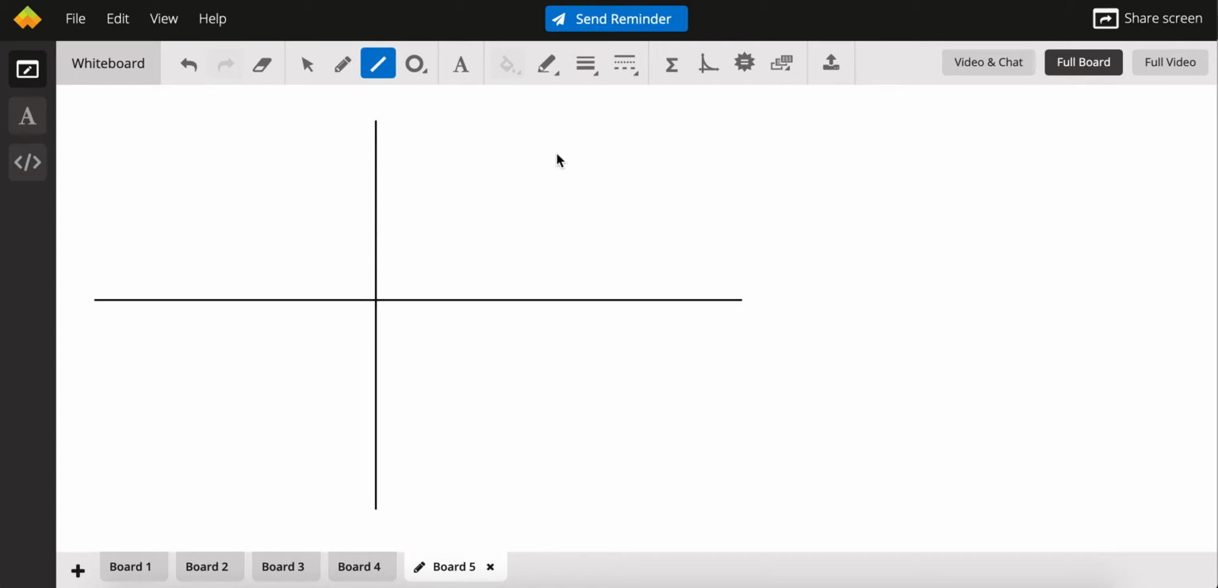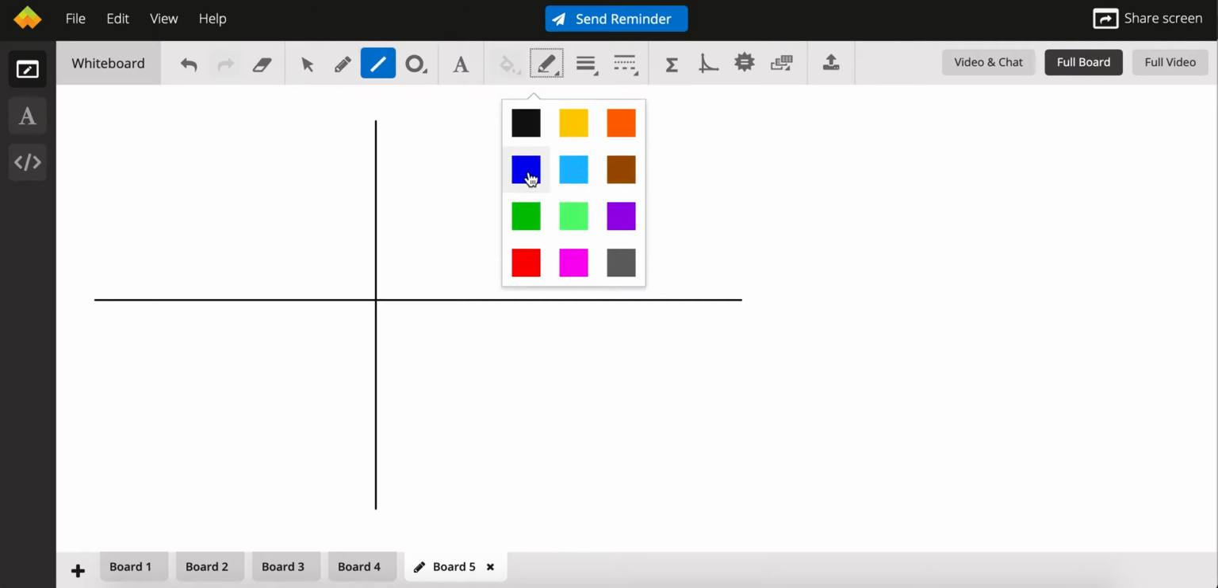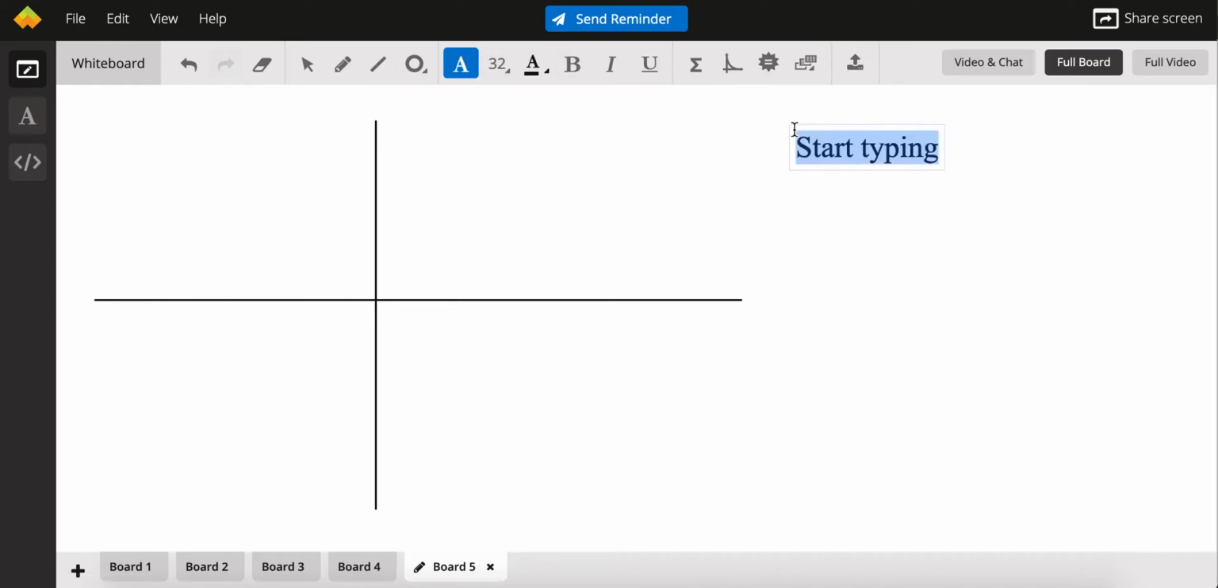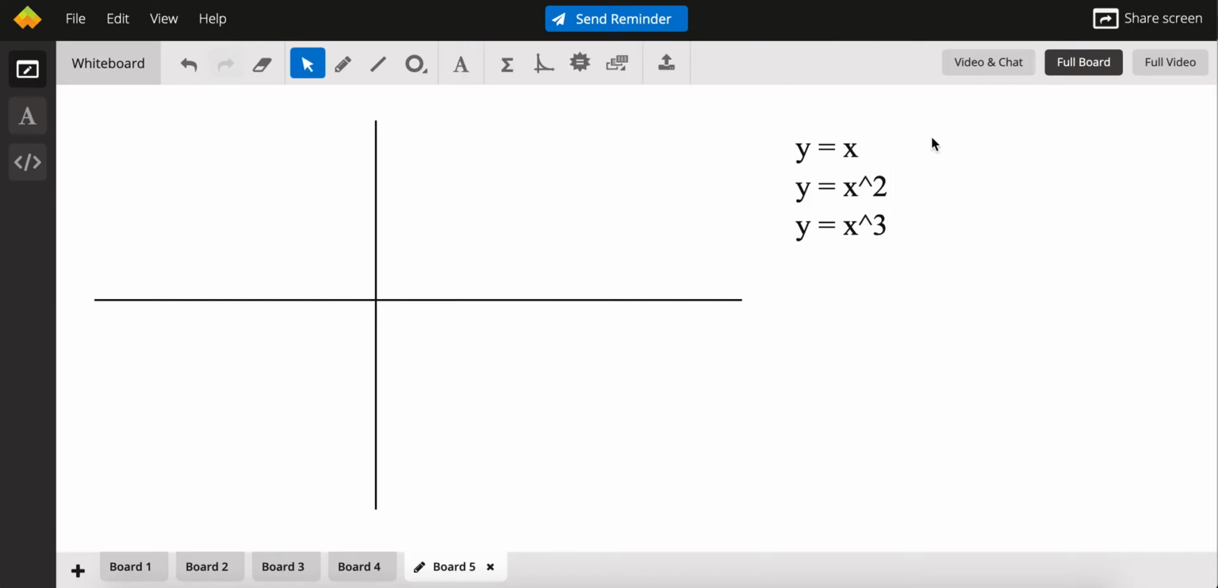So today we're going to talk about parent graphs. Basically, parent graphs give you a template for functions, so you have an idea of what to expect. I like to start with y equals x squared, y equals x cubed, right? It gives you an idea of what a function is going to look like before you actually have to sit down and graph it out by hand.